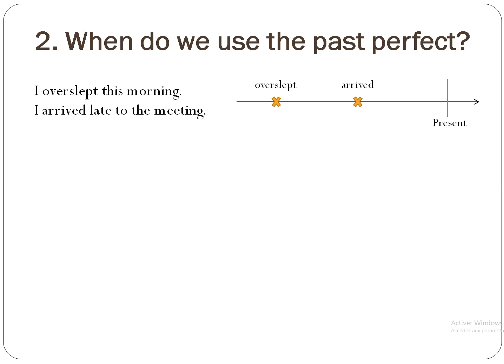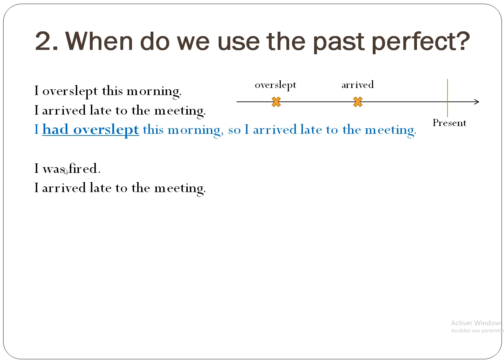So how are we going to express this? The idea that we have two actions in the past, but one happened first and then the other. We take the action that happened first and we conjugate it in the past perfect. So I had overslept this morning, so I arrived late to the meeting. Had overslept to say that this action happened first. Another example. I was fired. I arrived late to the meeting.